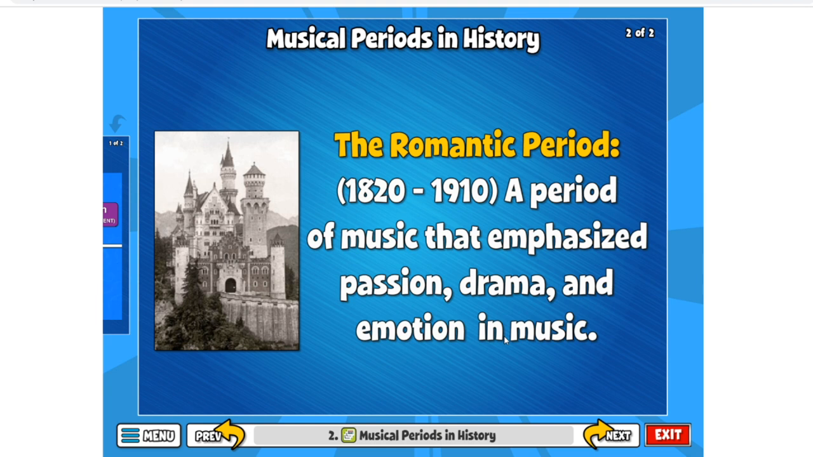In today's music lesson, we're going to learn about musical periods in history. We're going to focus on the Romantic period, 1820 through 1910, a period of music that emphasized passion, drama, and emotion in music.